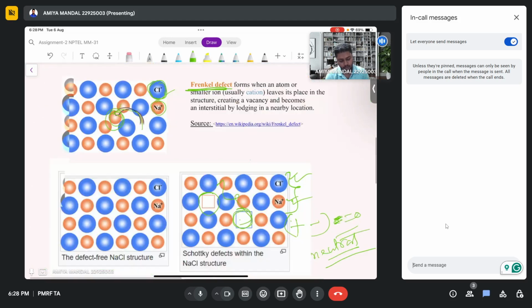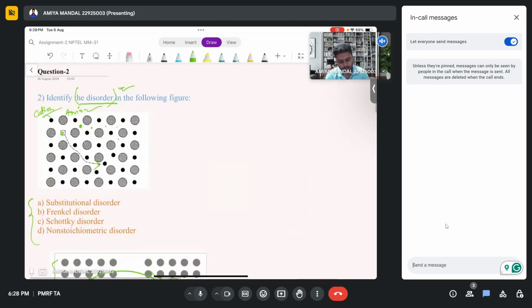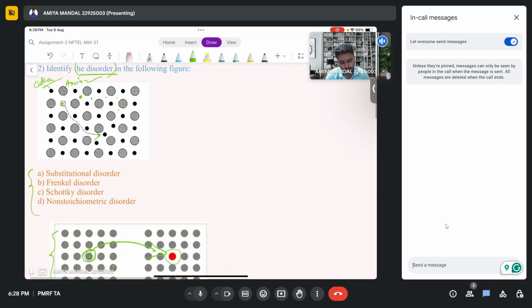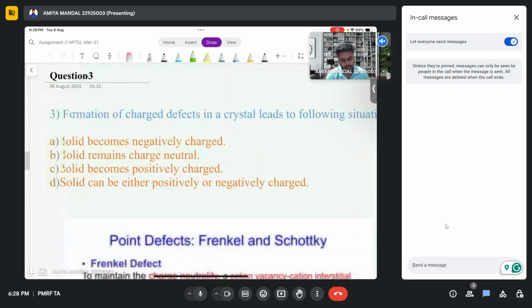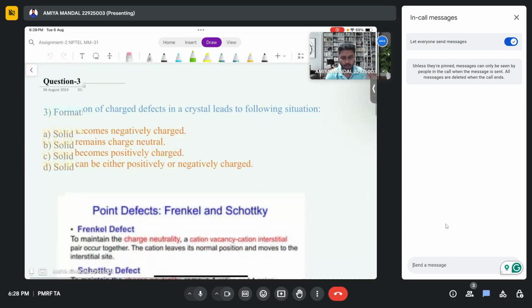Okay, so you can now answer question number 2, which asks what type of disorder this is. This is nothing but Frenkel defect because one cation is shifting towards the interstitial site. Okay, so we can now go forward to question number 3.